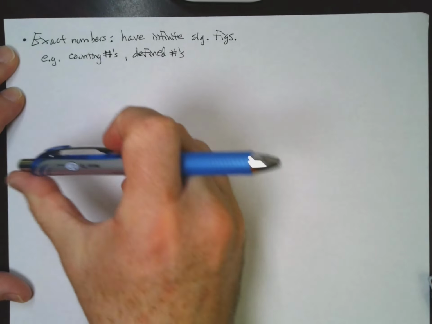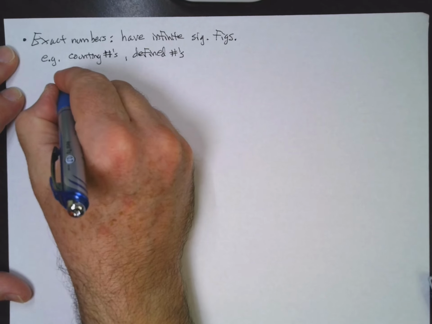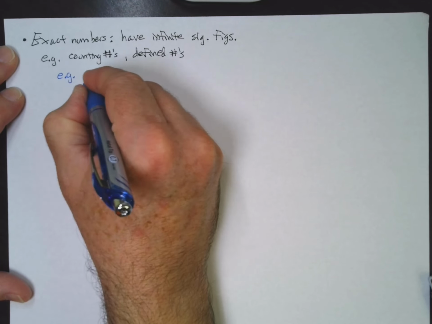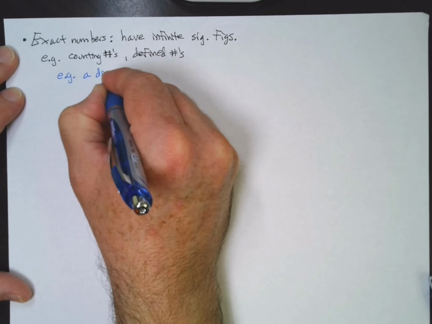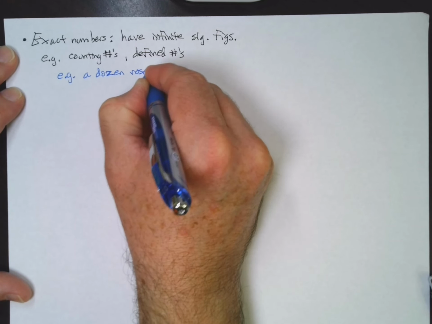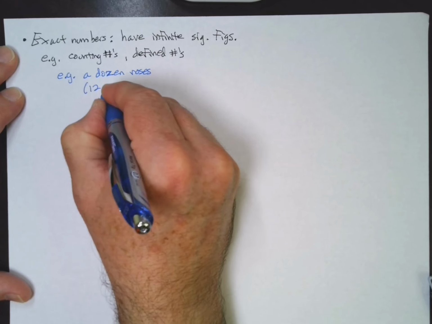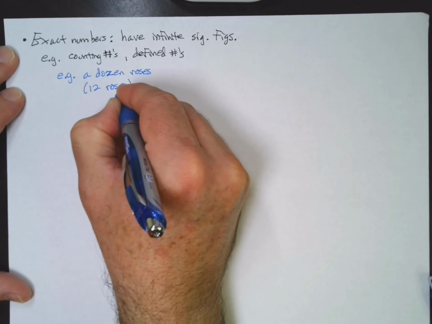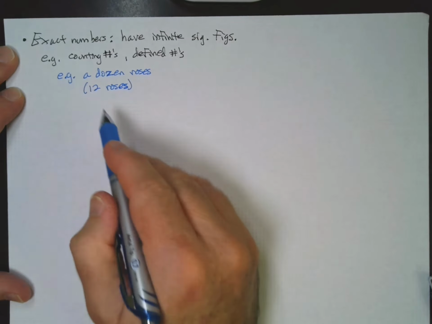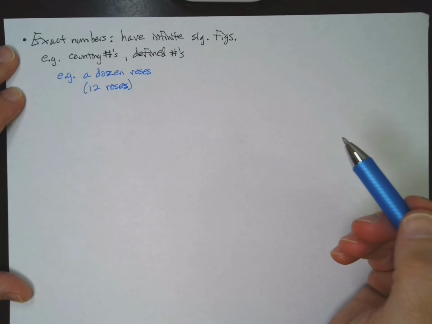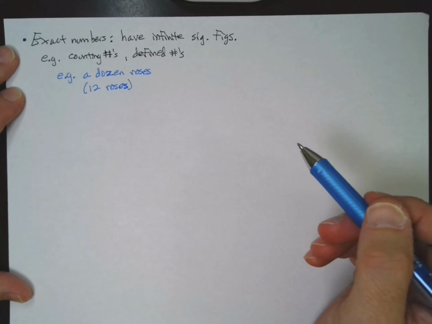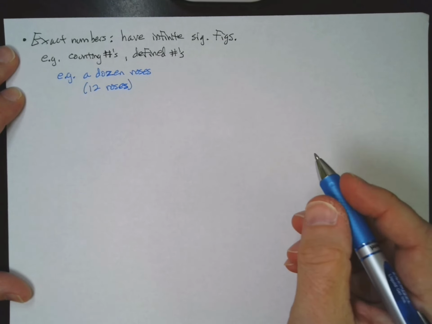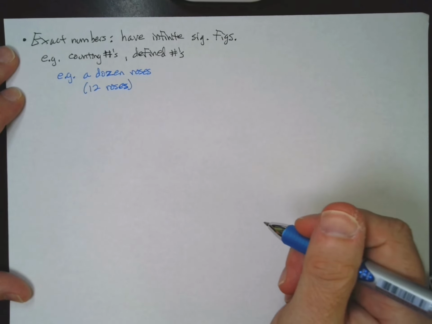So some examples here. Let's say we had a dozen roses. So 12 roses. That is exact. There are exactly 12 roses. You know, I go and buy my wife 12 roses and I get 12. I don't get 12.1, I don't get 11.75, I get 12.